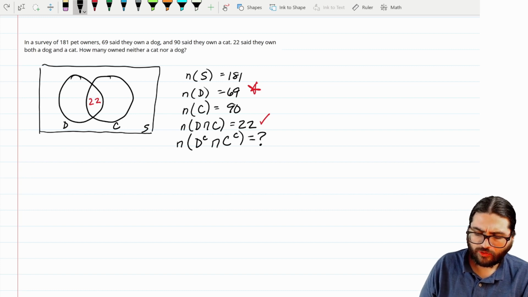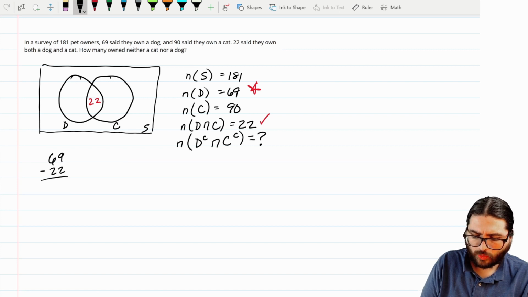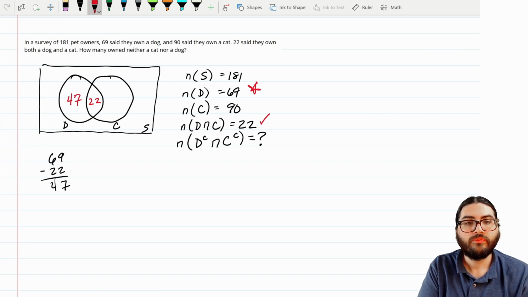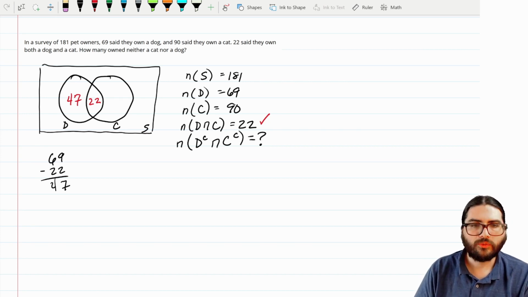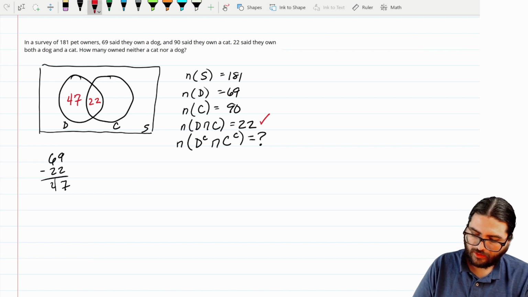Well, if I add these 2 numbers to be 69, that must mean, let me take away the 22 I already have, 47, that the people who own a dog but do not own a cat is 47. See how those two numbers that I've labeled add together to be 69? That's what I'm talking about. And we couldn't have done that without having that 22 already in the picture. Another reason why I start with the most specific piece of information and zoom out. So that's got this one taken care of.